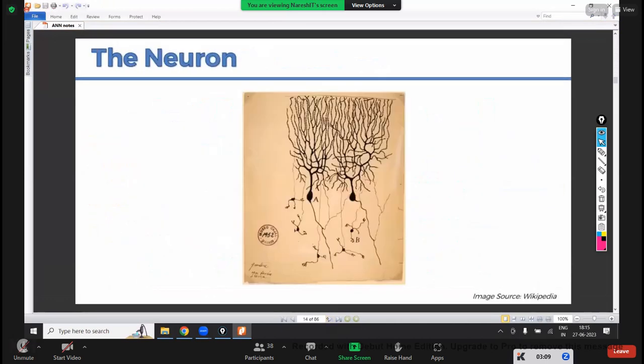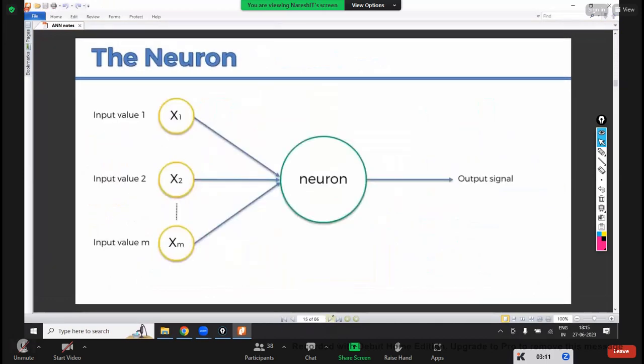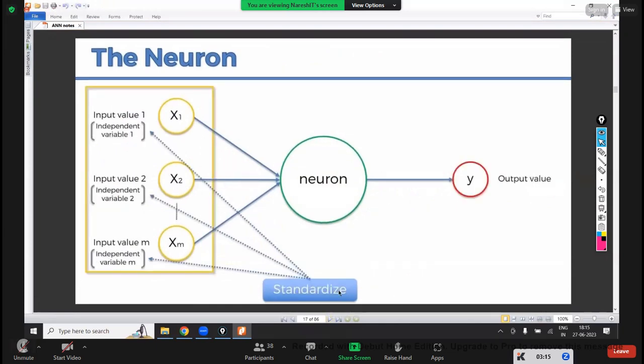So in the neural network, I already told you, there are neurons: input neurons, hidden layer, and output layer.